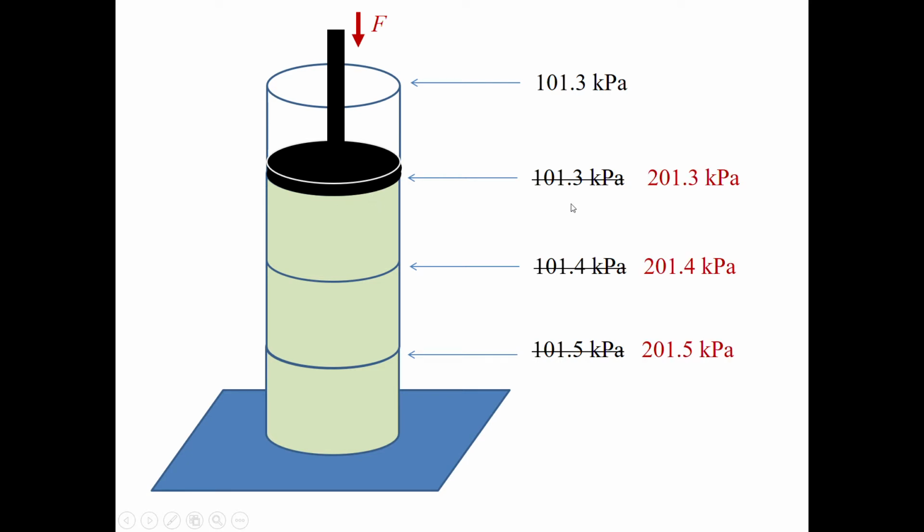Up above, of course, nothing changes because we're still open to the atmosphere there. But down in the fluid, just below the piston, it's gone up by a certain number of pascals. And all of them, I'm imagining here, went up by 100 kilopascals everywhere. So that's Pascal's principle: the pressure goes up by the same amount everywhere in the fluid when we apply some additional force to it like that.